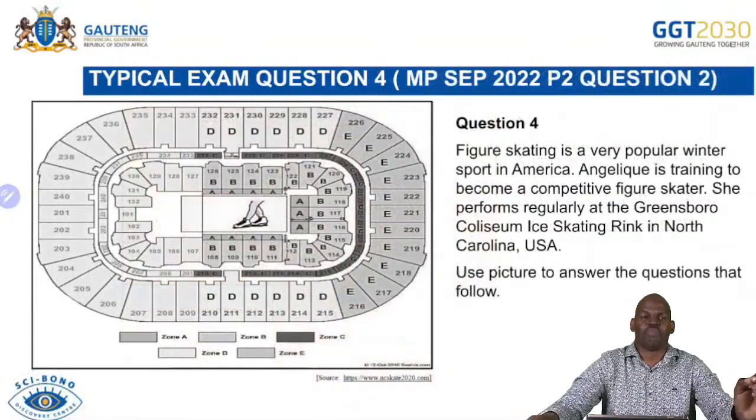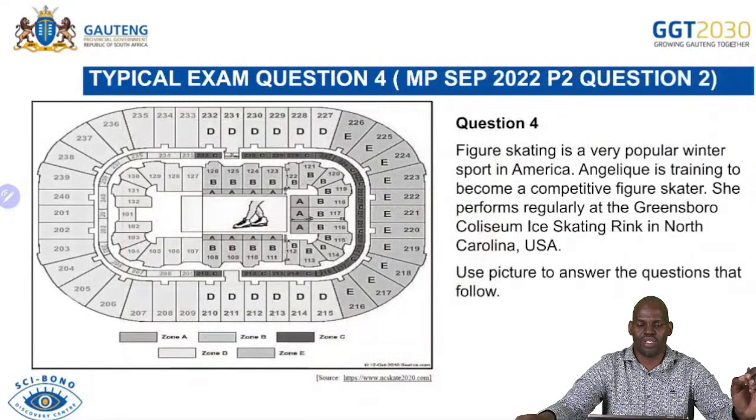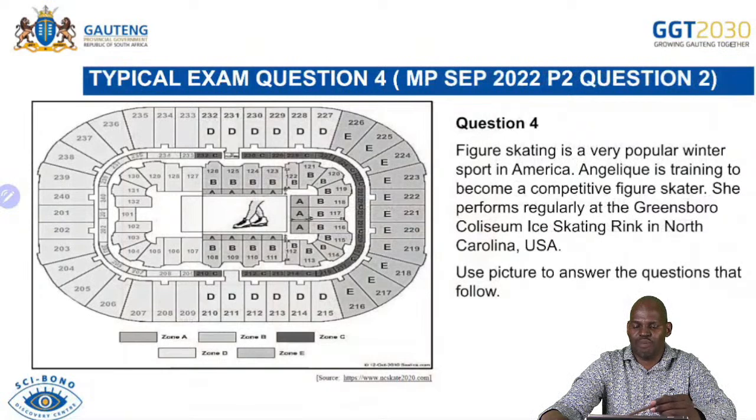Okay, then the next typical exam question, that is question 4. It was taken from Mpumalanga, September 2022, paper 2, question number 2. Right, then there we've got the map of a stadium. They say figure skating is a very popular winter sport in America. Angelique is training to become a competitive figure skater. She performs regularly at Greensboro Coliseum Ice Skating Rink in North Carolina, USA. Use the picture to answer the questions that follow. So you have to use the picture to answer the questions that follow.